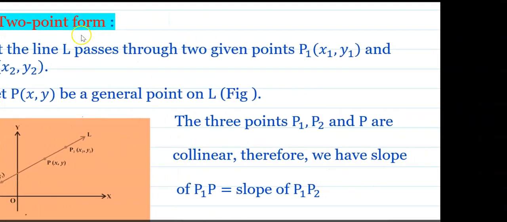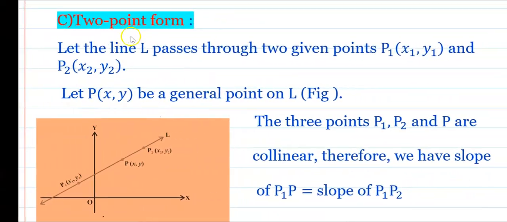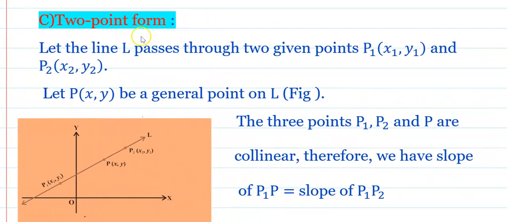Now the next form, the 2-point form. It means that we know 2 points of that line, and then we can find out the equation of the line. Let the line L pass through two given points. And what are those points? The first point is P1(x1, y1).